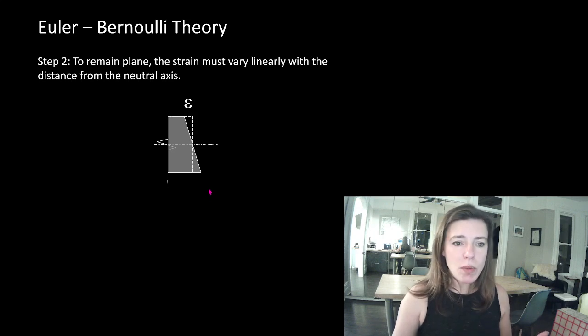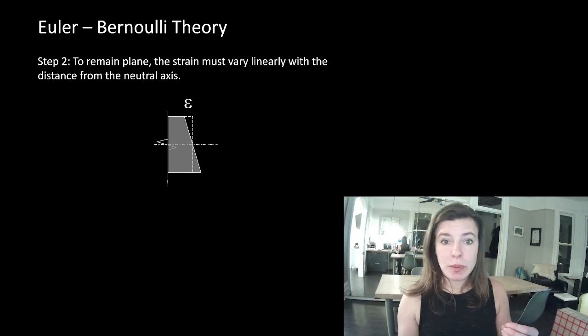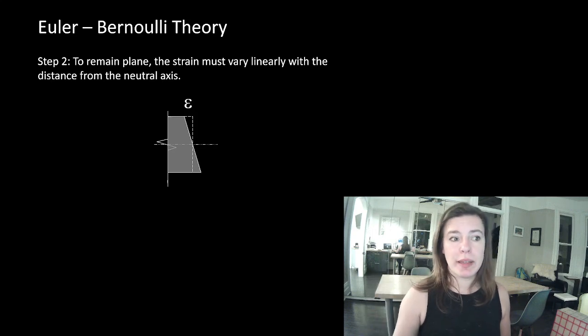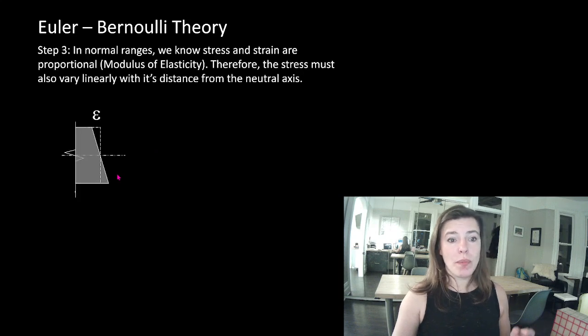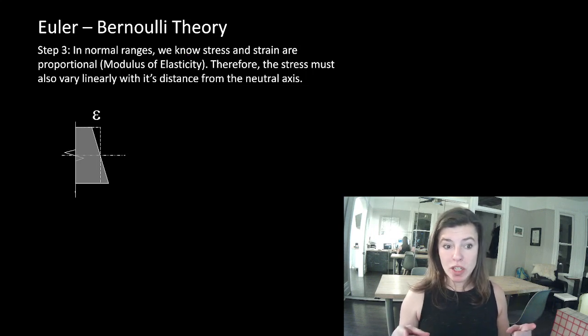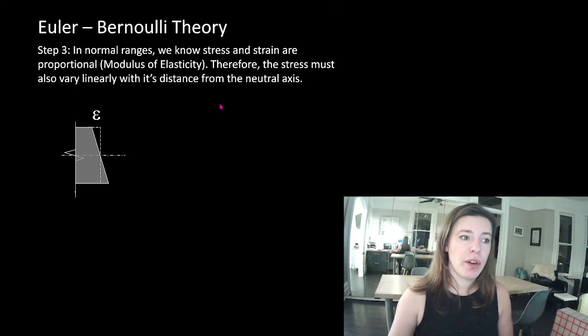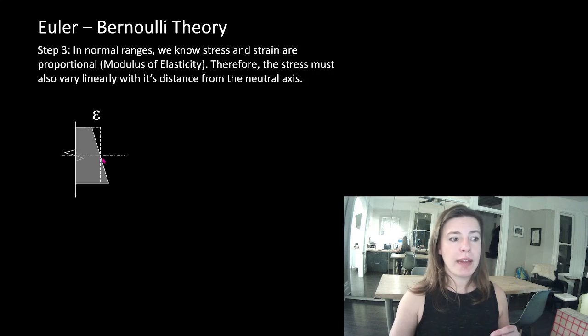All right, what's the relationship between stress and strain? That's also a linear relationship. So if you have a linear relationship tied to another linear relationship, then that means it must also be linear. So if the strain is linear here, as you get farther away from the neutral axis, so remember this is our neutral axis, the stress must also be linear. So in normal ranges, we know stress and strain are proportional. That's our modulus of elasticity. That means linear. Therefore, stress must also vary linearly with its distance from the neutral axis.